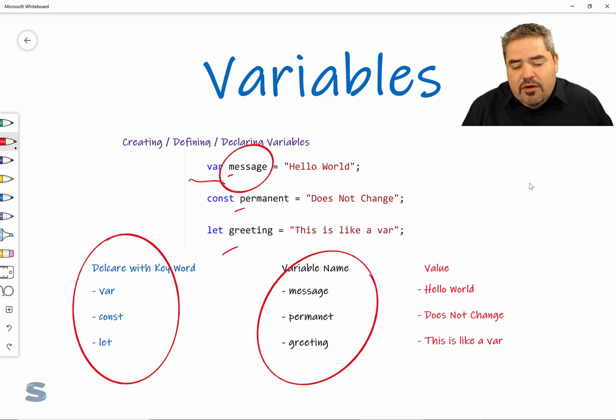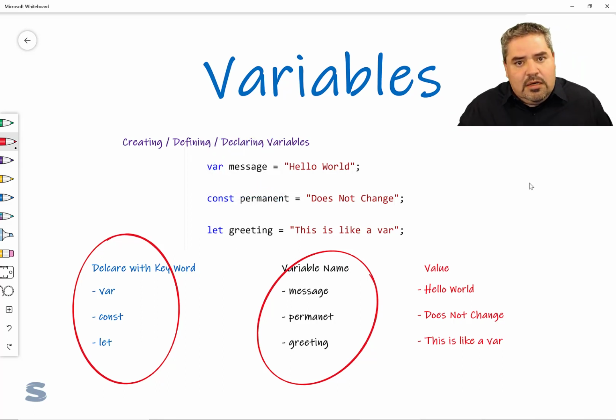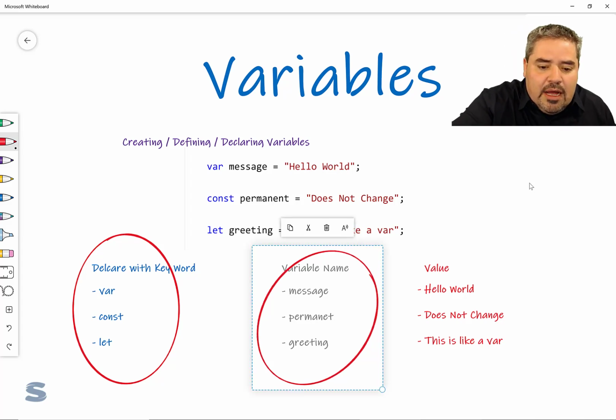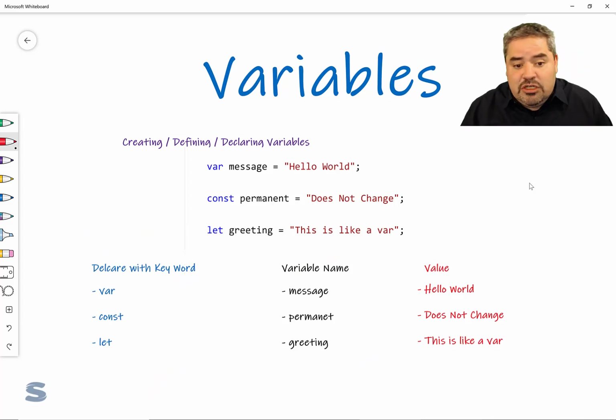Because if I look at these variables M, P, and G, that doesn't add value. I don't know what you're talking about. The full word message, okay, I can understand what that might mean. Permanent, I can understand that const is actually a way to define a variable that's not going to change, and hence why it's permanent, const. And greeting is just another variable name.